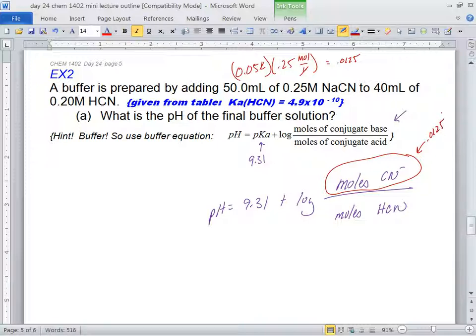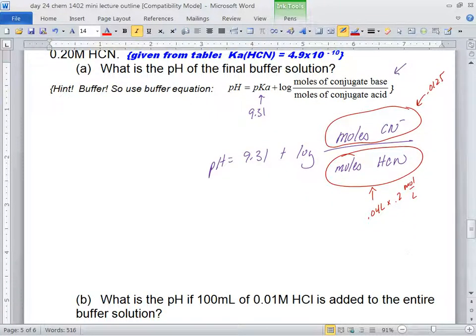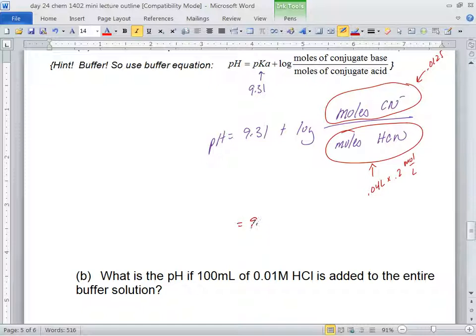And then the moles of HCN. Kenneth, how are you going to get the moles of HCN? Excellent. 0.04 liters times 0.2 moles per liter. So we're going to end up with an equation that looks like this. We're going to get 9.31 plus the log of 0.0125 divided by like 0.008, or 8 times 10 to the negative 3.